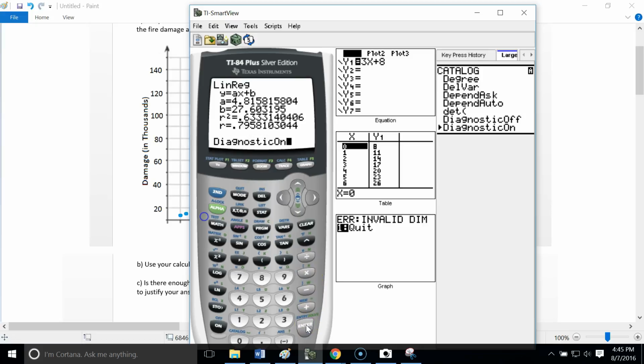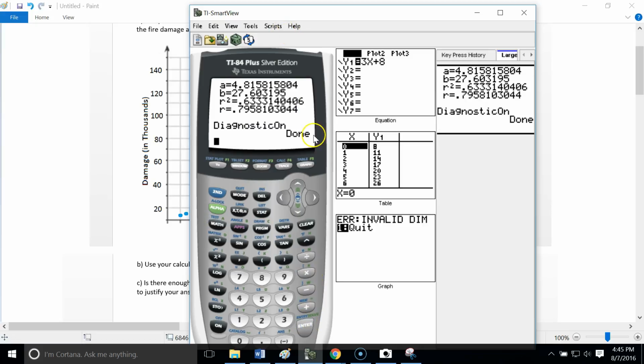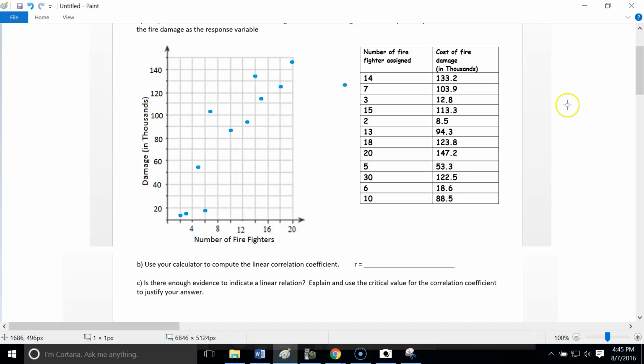Diagnostics on, select that, hit enter, it says done, and now if you do the whole process again, you'll get the desired response of 0.7958. Okay, 0.7958 then goes here.